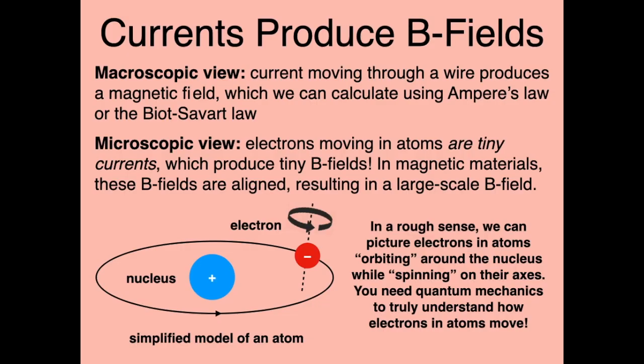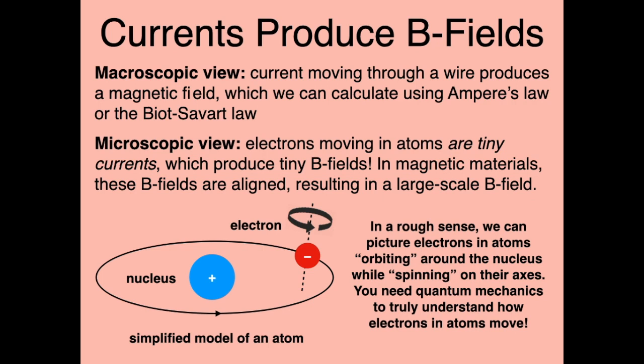The actual simple answer is it works the same way as what we've seen in the past. An electric current creates a B field. So what does this look like on the macroscopic level? Well, we have currents running through wires and they create magnetic fields. We've seen different ways to calculate them. We have Ampere's law, we have the Biot-Savart law, but the basic idea is a current running through a wire creates a magnetic field. That's also true on the microscopic level.